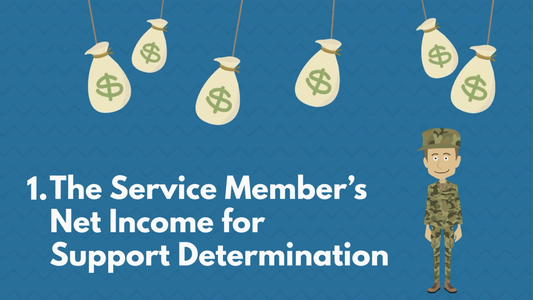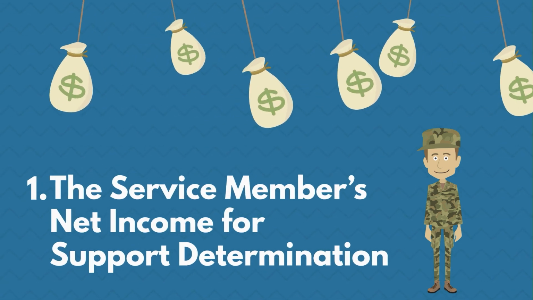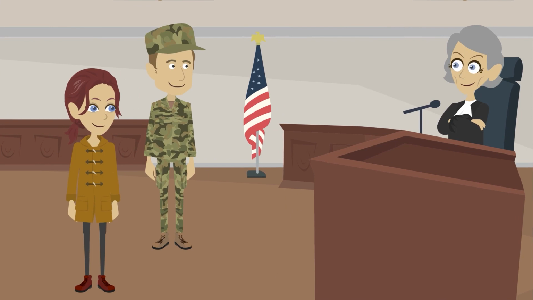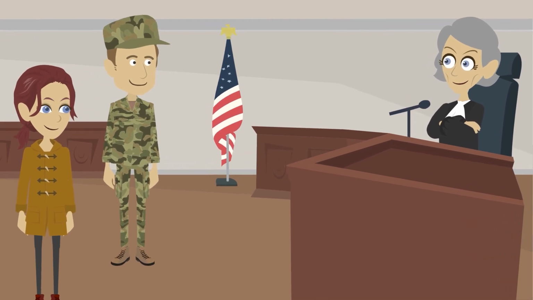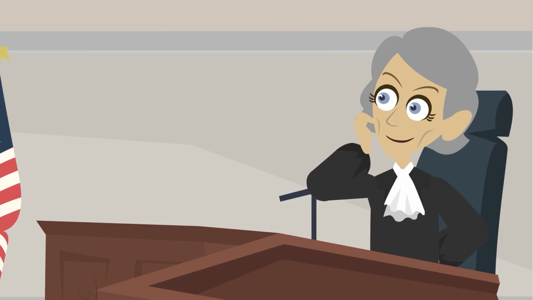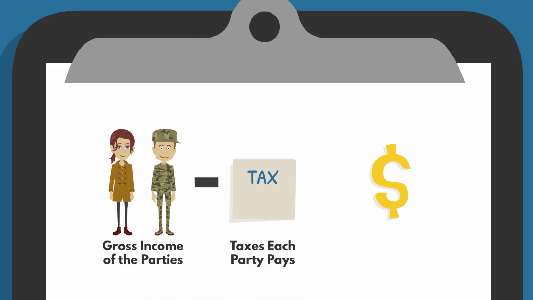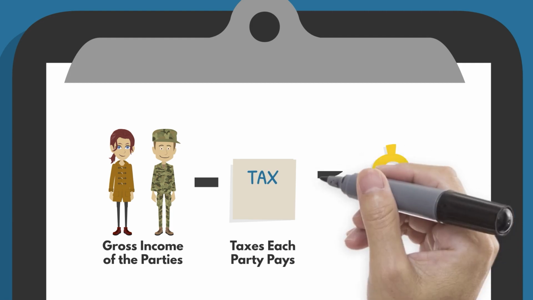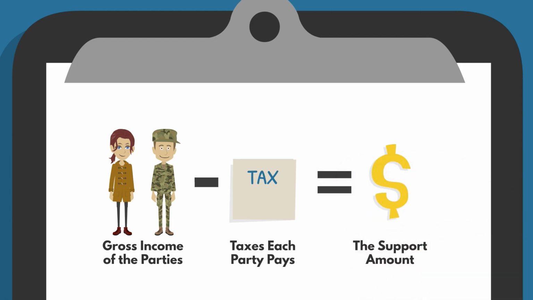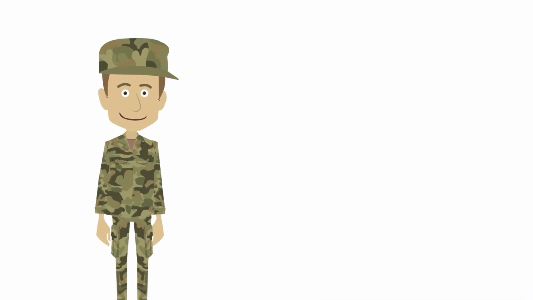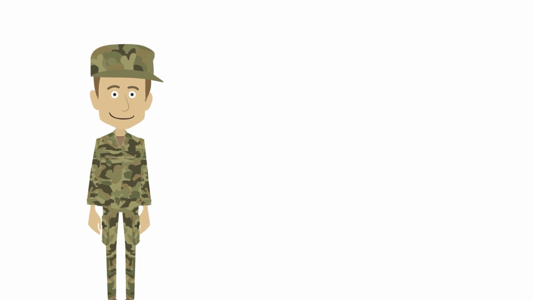The service member's net income for support determination. If a service member is in family law court, the family law judge in most states will calculate child and spouse support based on the gross income of the parties and then deduct the taxes each party pays to arrive at the post-tax net income of each party in order to calculate the support amount. This means that the family court judge will do the following.